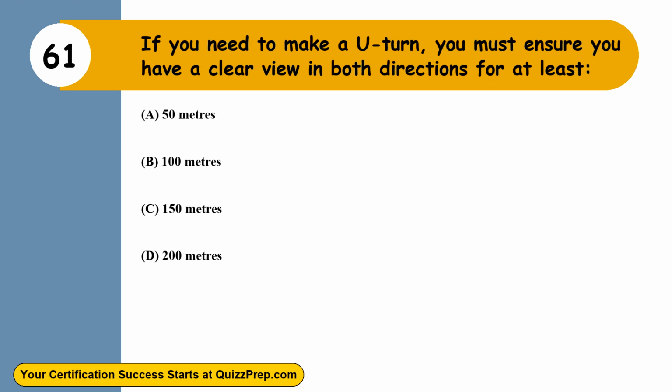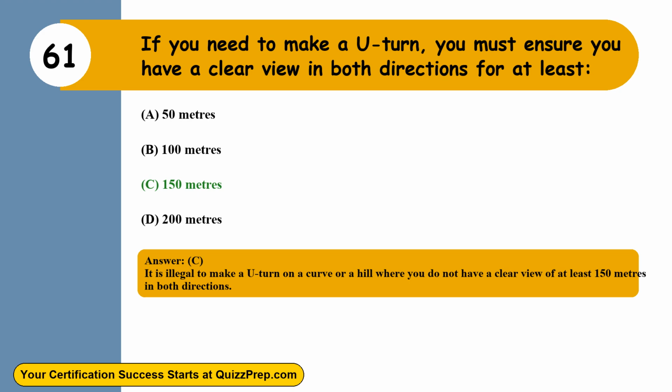Question 61. If you need to make a U-turn, you must ensure you have a clear view in both directions for at least Option A, 50 meters. Option B, 100 meters. Option C, 150 meters. Option D, 200 meters. The correct answer is option C, 150 meters. It is illegal to make a U-turn on a curve or a hill where you do not have a clear view of at least 150 meters in both directions.